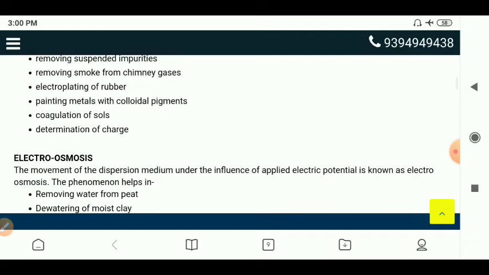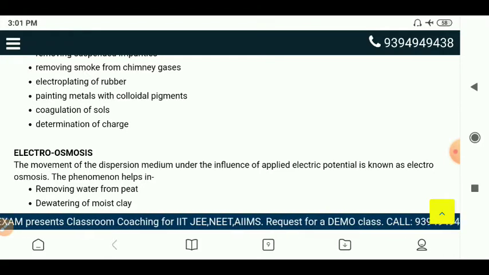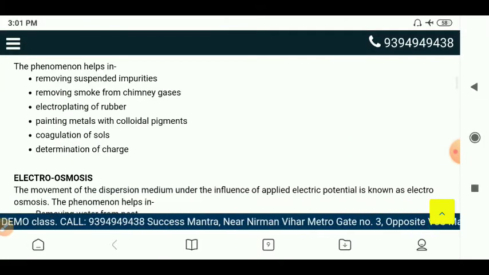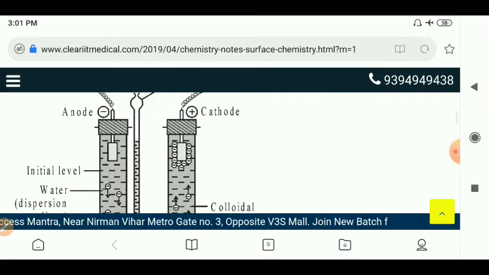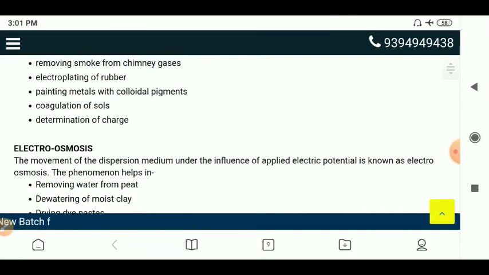Third one, determination of charge. அந்த sol particles-லாம் வந்து என்ன charge இருக்குது, positive charge-ஆ இல்லை negative charge-ஆ, இல்லை அங்கே dispersed medium வந்து charge-ஆ. So this is called as cataphoresis or electrophoresis. If you determine the charge of the sol particle, that phenomenon is called as electrophoresis. If you determine the charge of dispersed medium, that is called as electroosmosis. So what is electroosmosis? The movement of the dispersed medium under the influence of applied potential is known as electroosmosis.